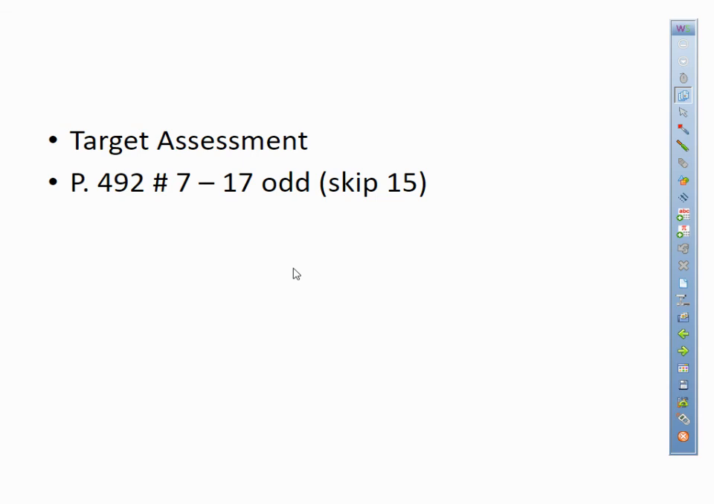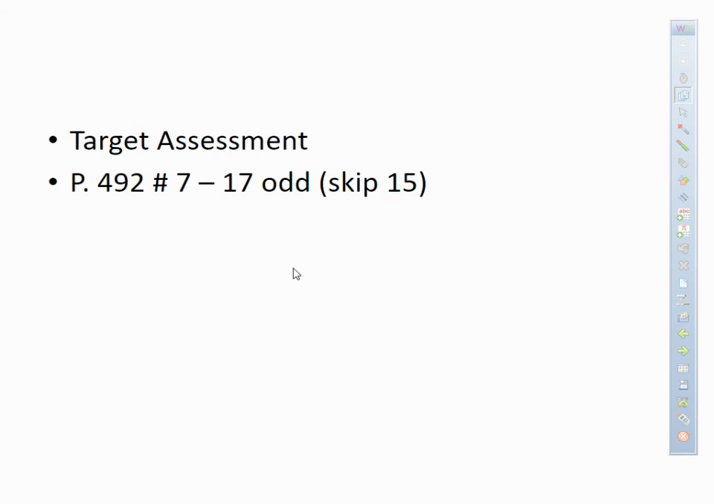So your assignment, you have some book work to do. I tried to pick out only specific problems, not doing a whole bunch of real heavy problems. So on page 492, it's 7 to 17 odd, just the odd problems, and you're also skipping 15. So that's not going to be very, very many problems at all. So practice doing the decomposition and then integrating and everything.